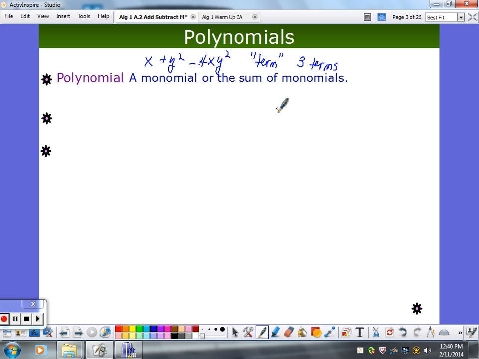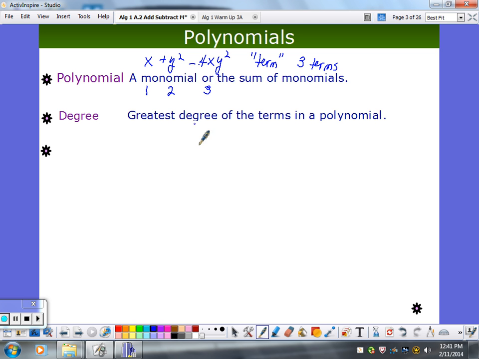What else do we have? Degree. Oh, degree. So we're going to make this confusing for you. Now, you ready? The degree of a monomial is how many variables are in that monomial. So to find the degree of a polynomial, you find the degree of each of these and take the biggest one you find. What's the degree of x? What's the degree of y squared? Careful now, the degree of 4xy squared. 3. What's the biggest number? 3. That's the degree of your polynomial. So this is a 3rd degree polynomial.